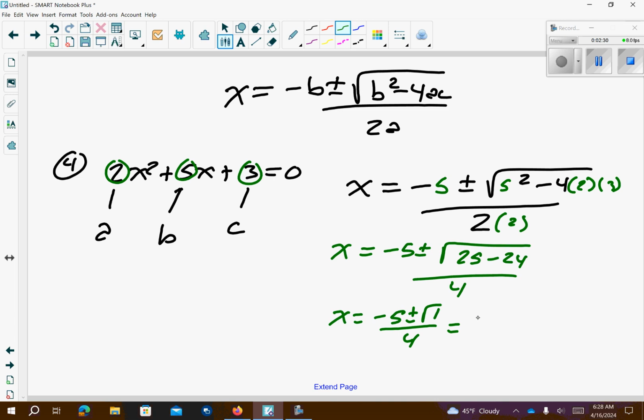So square root of 1 is just 1. Negative 5 plus 1 is negative 4. Negative 4 over 4 is equal to negative 1. And then negative 5 minus 1 is negative 6, which is over 4. Reduce the fraction and get negative 3 over 2. There's my 2 answers.